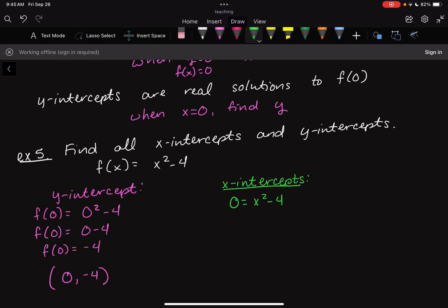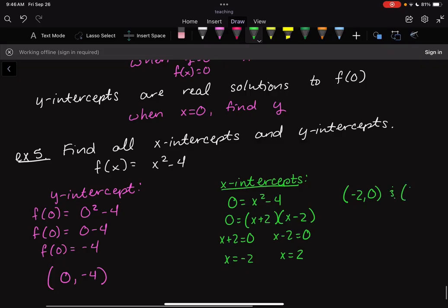And there's multiple ways to solve this. You can factor it, or you can use square root property. I'm just going to factor since it's already on one side. So I get x plus 2, x minus 2. So x plus 2 equals 0, x minus 2 equals 0. I get x equals negative 2, and x equals positive 2. So this one I found 2 points. So I found the point negative 2 comma 0. So my x is negative 2, my y is 0. And I found the point 2 comma 0.